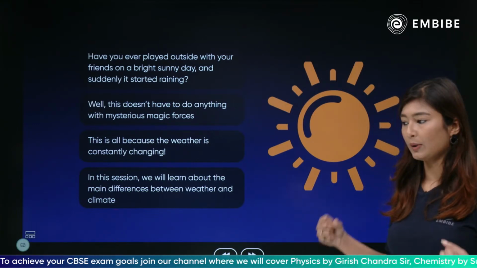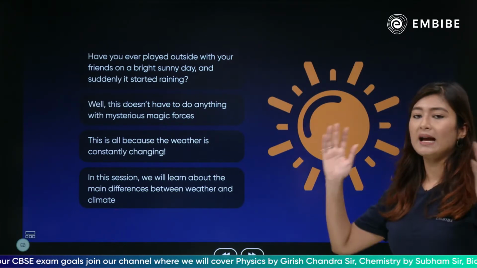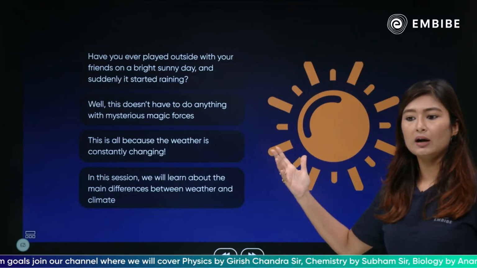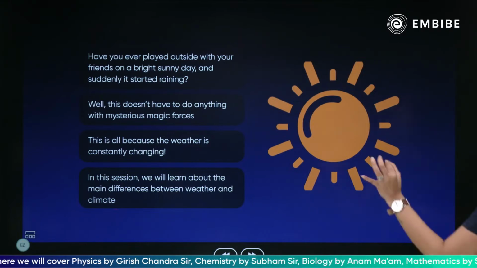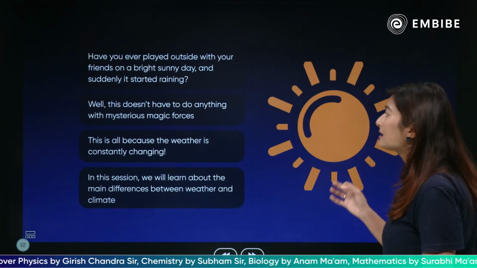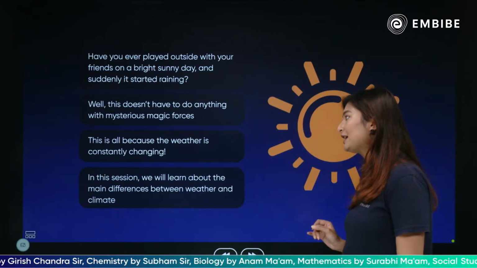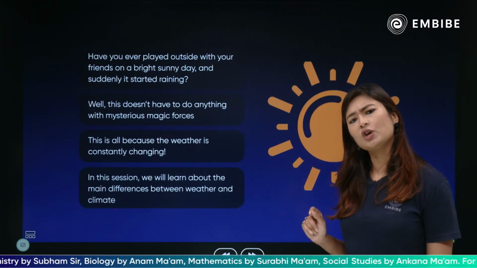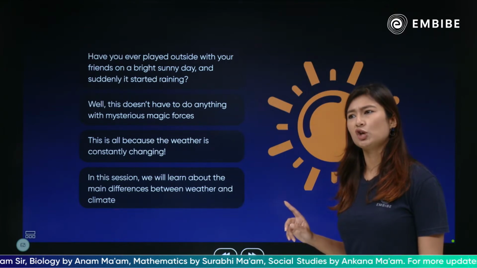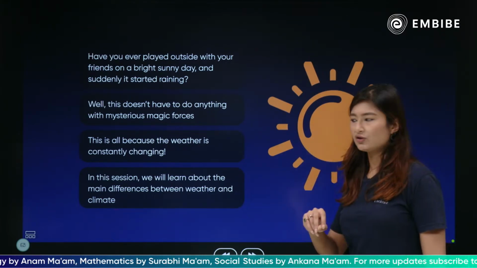We have noticed that we are playing and there was no sign of the rain, there was no sign of the clouds, but all of a sudden it would start pouring. Well, this doesn't have to do anything with the mysterious magic forces of nature. It's all because the weather keeps on constantly changing. We know seasons change. What do you mean by weather changing?